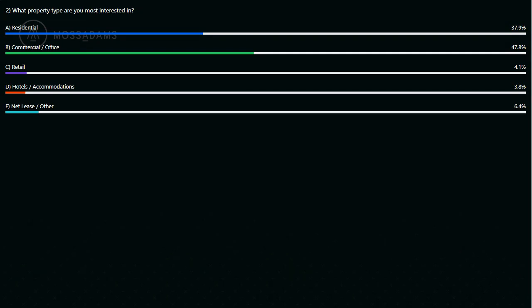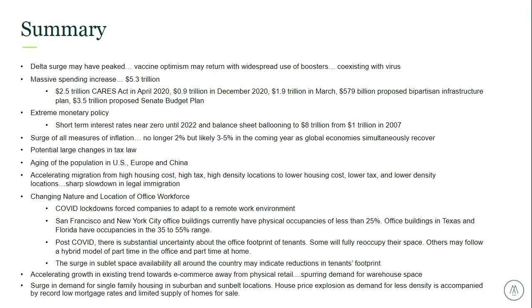So if we go to the next slide, really I'm going to give you a summary of what we're going to talk about in terms of policy and where we are, and then go into more details. I think the biggest thing to say is that the virus has obviously been the key factor determining the economy and the path of the economy and path of many real estate sectors.